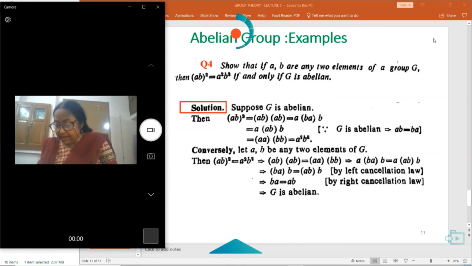Conversely, if A, B are any two elements of G, then (AB) whole square is equal to A square B square. That is, AB into AB is equal to A into A into B into B. So, A into BA into B is equal to A into AB into B. By the left cancellation law, we can say that BA into B is equal to AB into B. According to the associative property, we can write it as AB is equal to BA, that is, G is abelian.